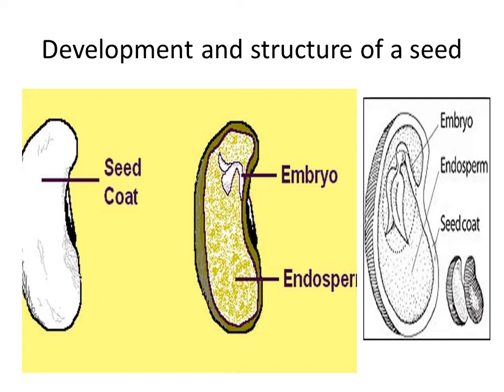Angiosperm seeds consist of three distinct parts. The first one is the embryo, formed from the zygote. The second one is the endosperm tissue, formed from the endosperm nucleus, and the third one is the seed coat, which develops from the wall of the ovule, that is the integument.